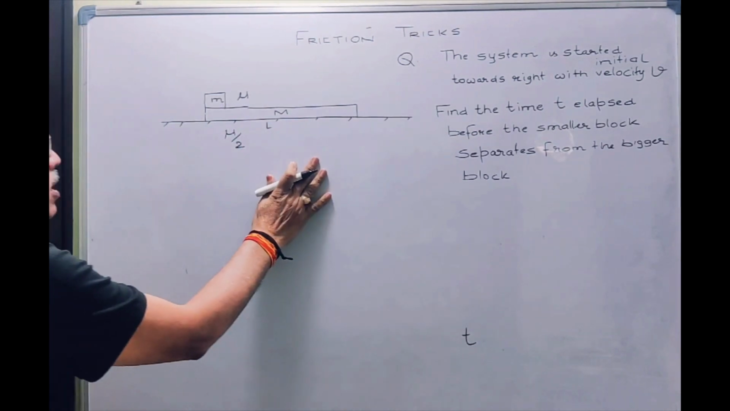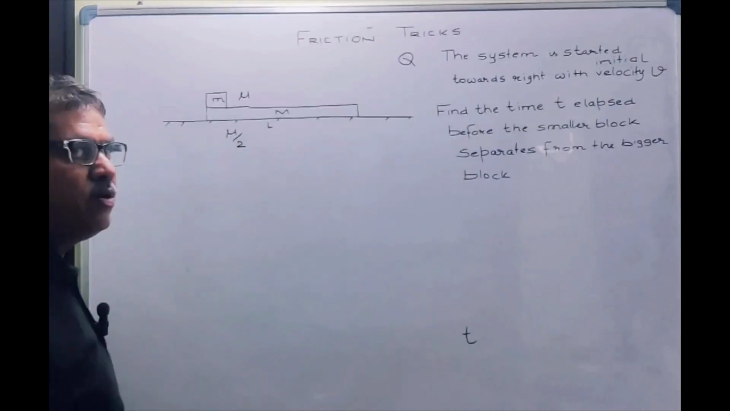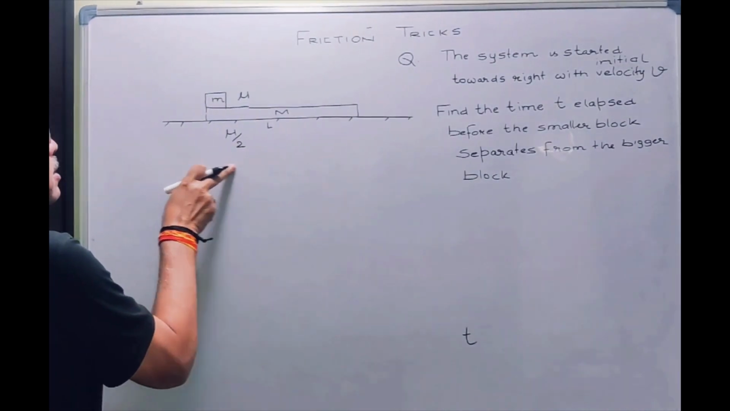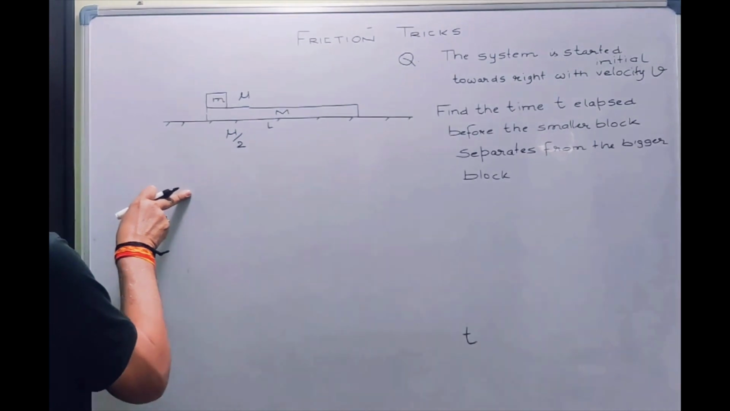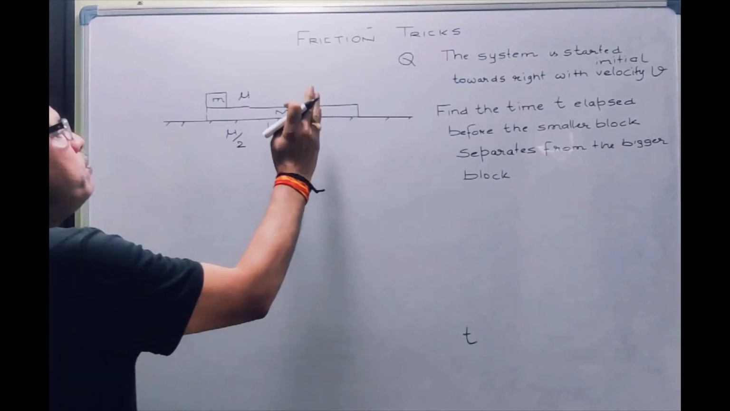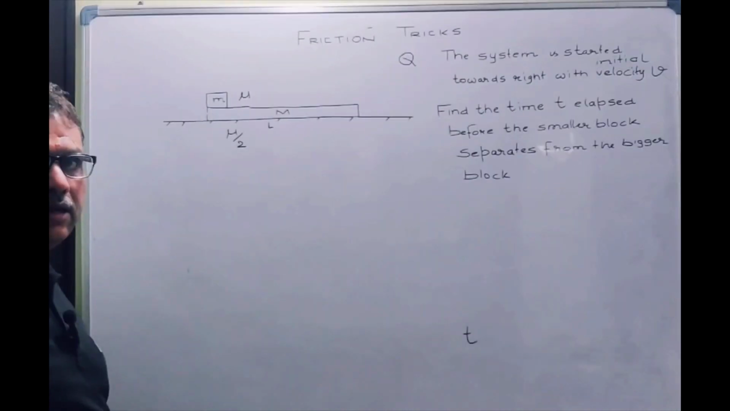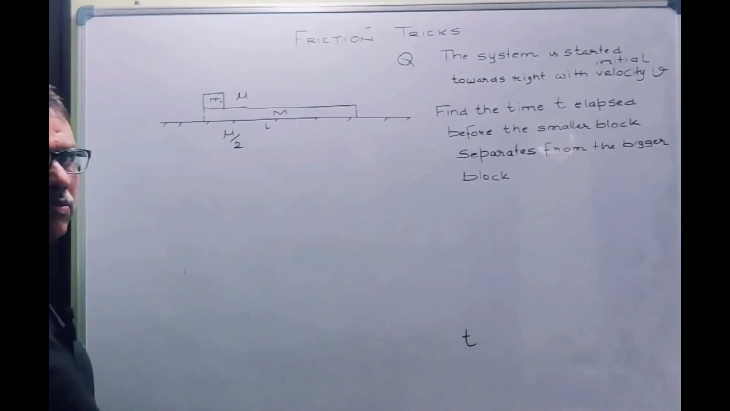You will observe here now, and the system is given v velocity. You will observe this will be less retarded, so less accelerated. This will be more accelerated. So the moment it is given v velocity, this will fall behind. So it will immediately separate from the lower block.